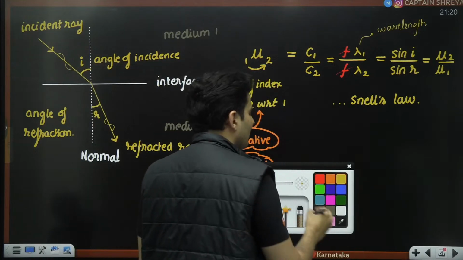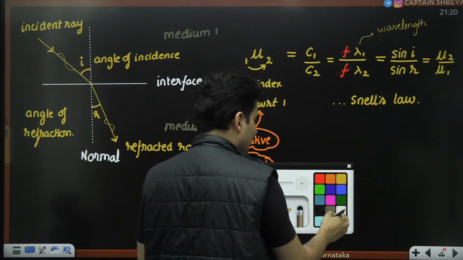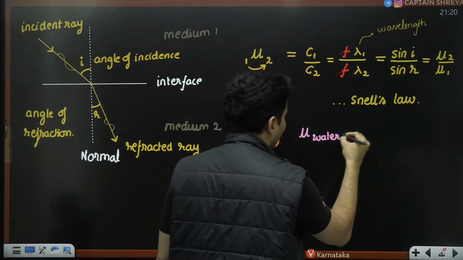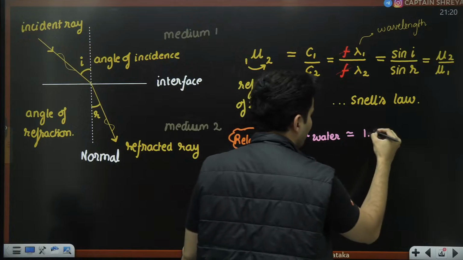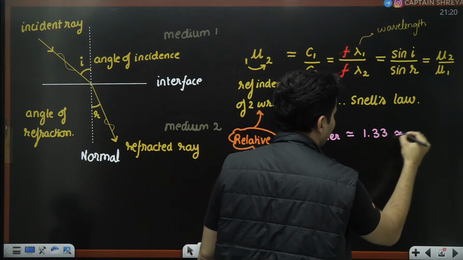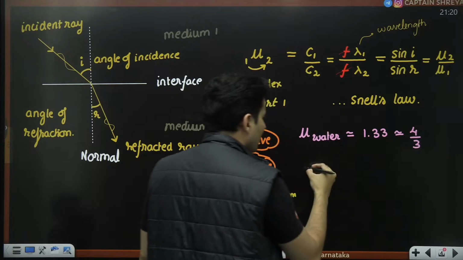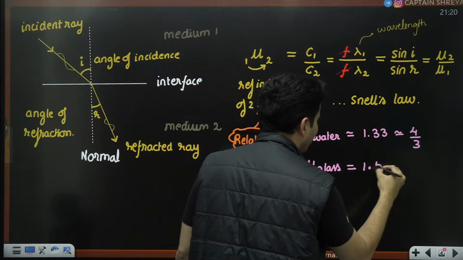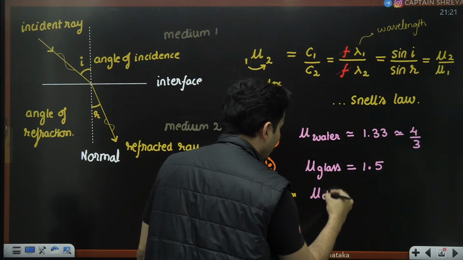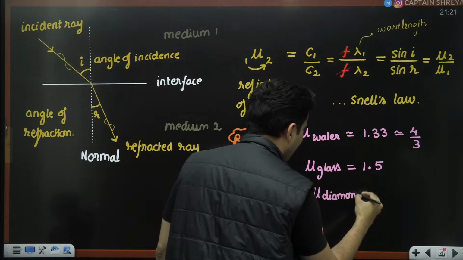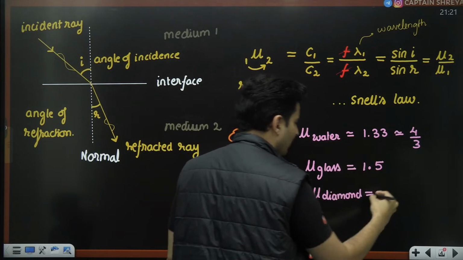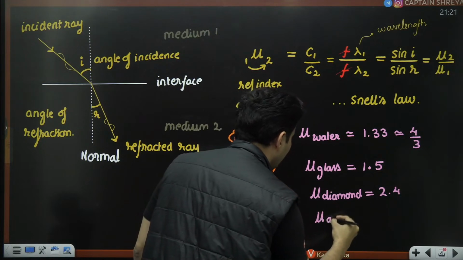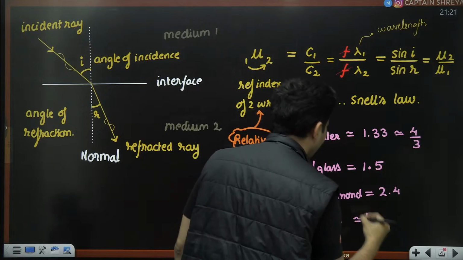Okay. Just to give you some examples of some refractive indices. Refractive index of water is approximately 1.33, which is often taken as 4 by 3. Refractive index of glass is basically 1.5. Refractive index of diamond is very, very high. That is why it glitters and shines so much. It is like 2.4 or something like that. If you ask me refractive index of air, well, it is roughly 1 only.